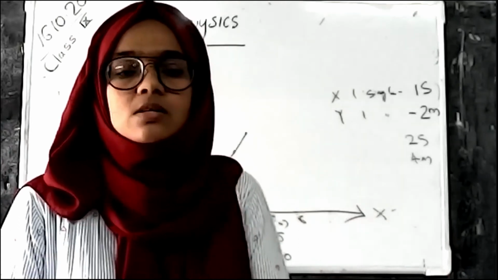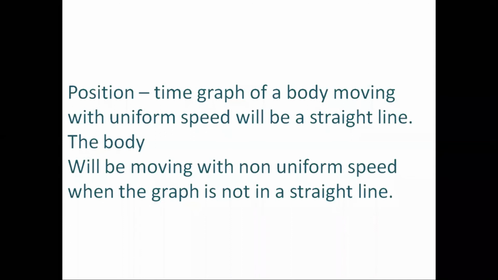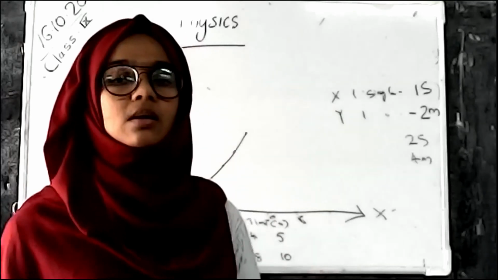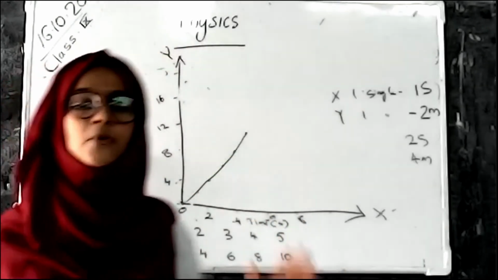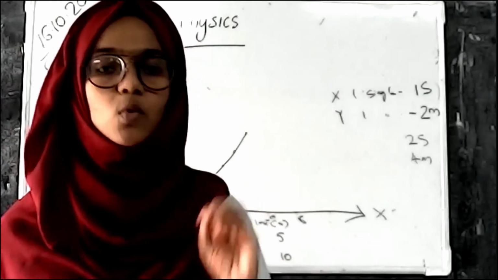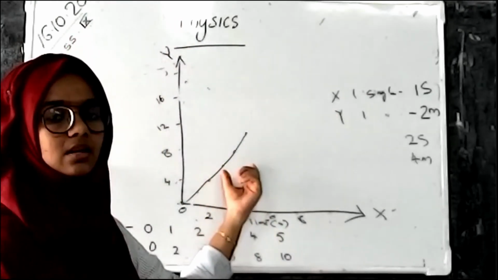Okay. So the next topic we have to discuss through our slide. The position time graph of a body moving with uniform speed will be a straight line. The body will be moving with non-uniform speed when the graph is not a straight line. Okay. We are discussing the position time graph, the position time graph of a moving body in a straight line.